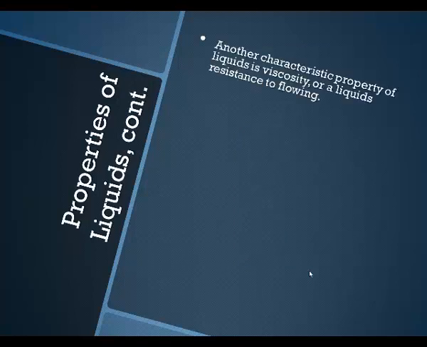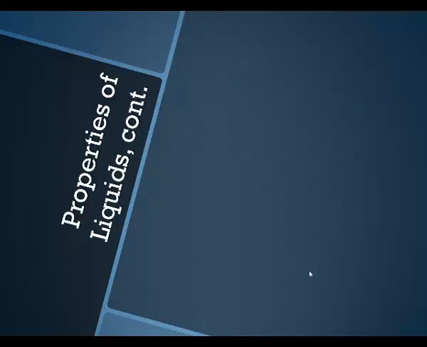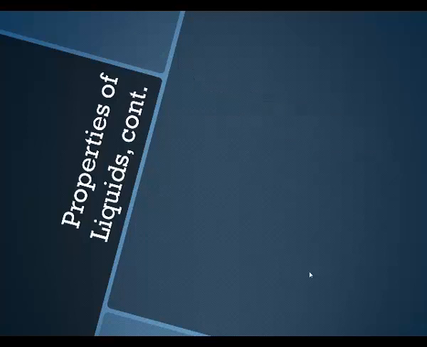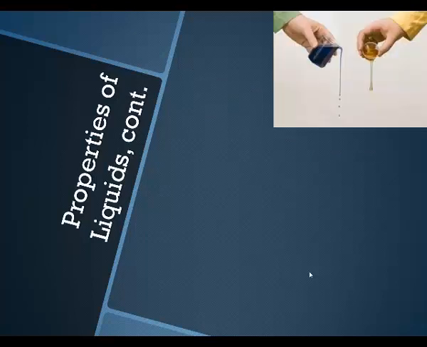Another characteristic property of liquids is viscosity. Viscosity is the resistance to flow that a substance has. So a liquid's viscosity depends on the size and shape of its particles and the attractions between them. We've got two different substances here in this picture. You'll notice one is flowing faster than the other one.